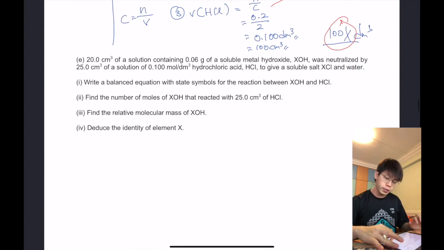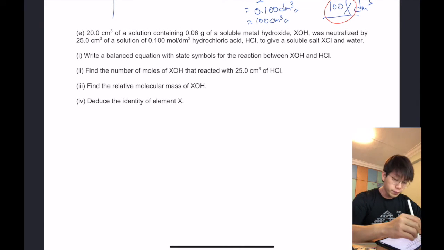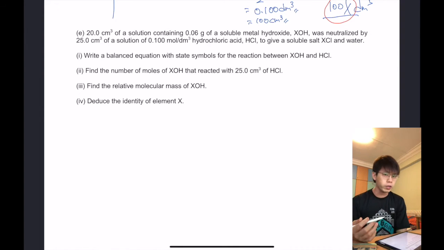So this will be on page 67, question E. Let's read the question together. 20 cm cube of a solution containing 0.06 grams of a soluble metal hydroxide XOH. They don't tell you what the metal is, right? Was neutralized by 25 cm cube of a solution of 0.1 mole per dm cube of hydrochloric acid to give a soluble salt XCl and water. Oh, very confusing. New context. Let's try and solve this.